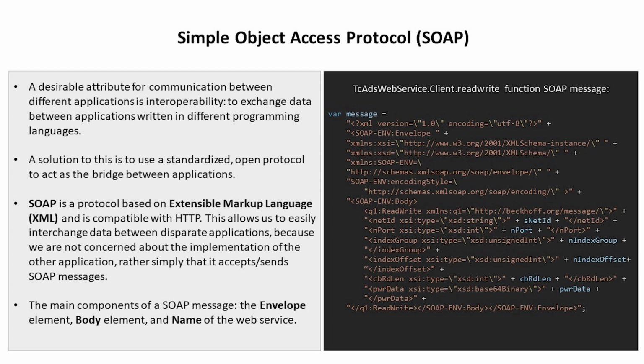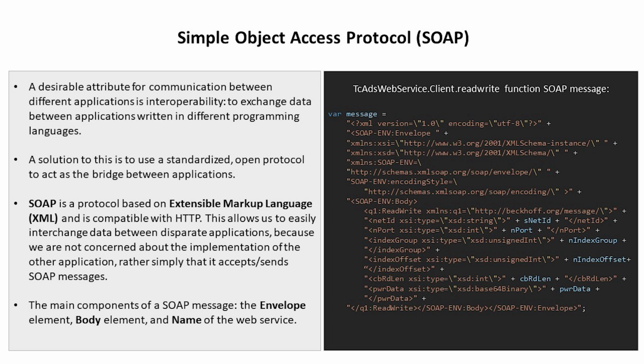So that's what we're doing. We're using a SOAP message to make a request of the TcAdsWebService.dll that's hosted on our web server that will actually talk to our file system, talk to the runtime environment of TwinCAT. That's what we're doing with SOAP. And so the main components of a SOAP message are its envelope, its body, and its name of the service. And so this example on the screen has actually been taken from the JavaScript library that we'll see.